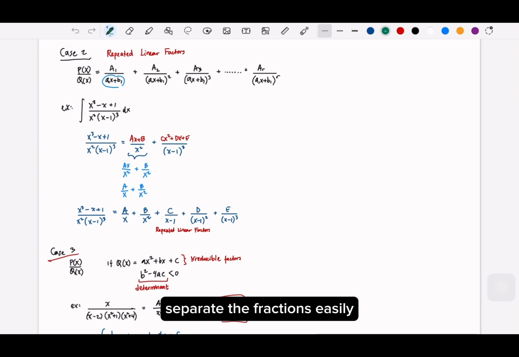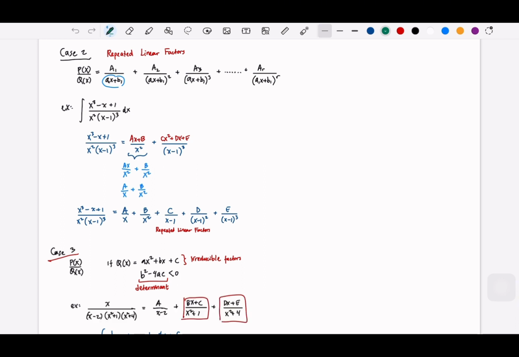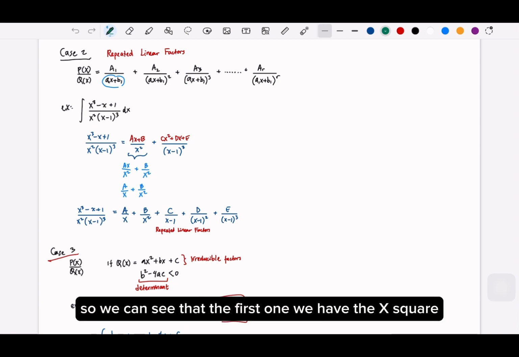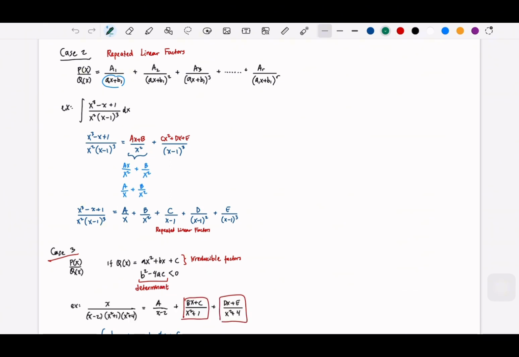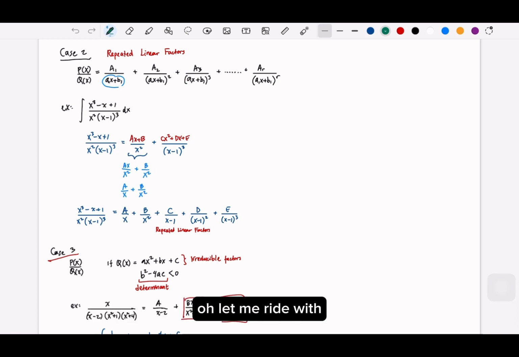So how do we separate the fractions easily? Let me give you the idea. First, let me write here, maybe just take the fractions only. We can see that the first one we have x squared, and the second one we have x minus 1 cubed. And since this is squared, we have a linear here, right? Or let me write with the red one.